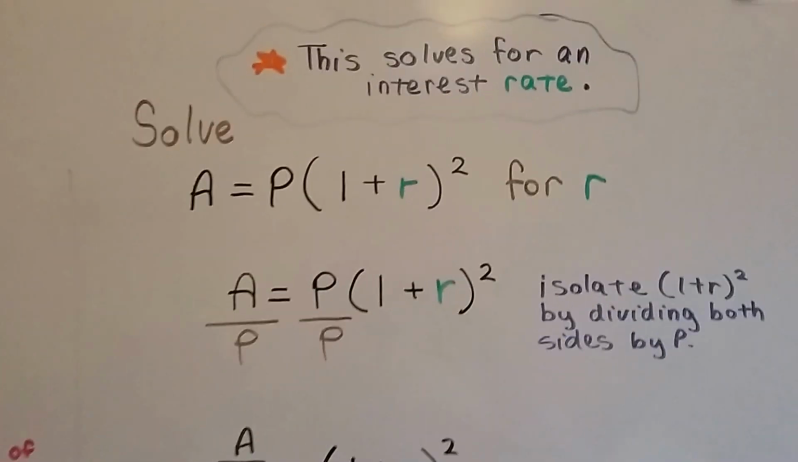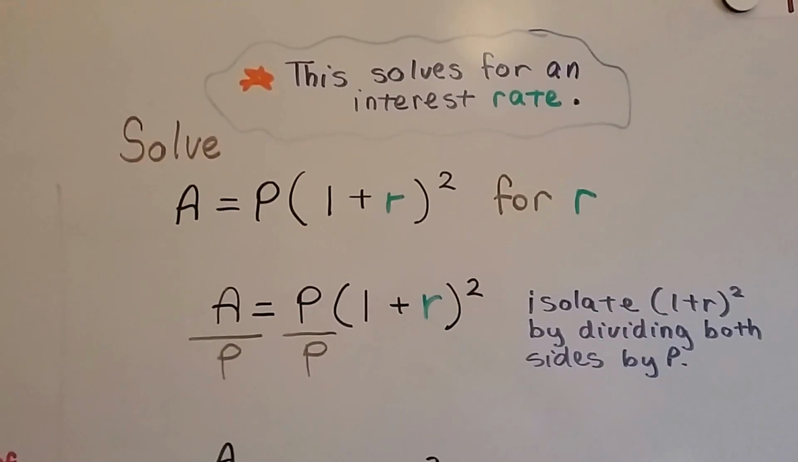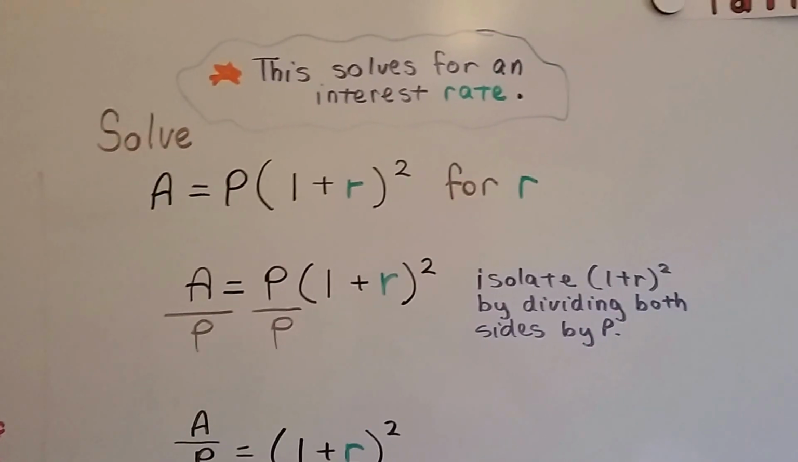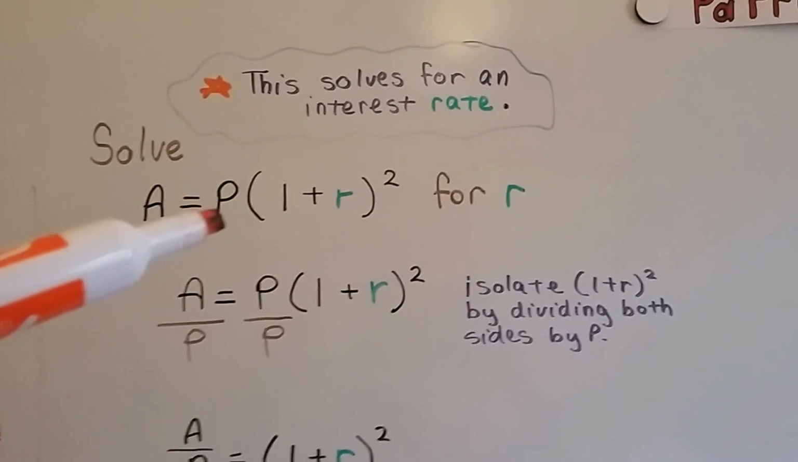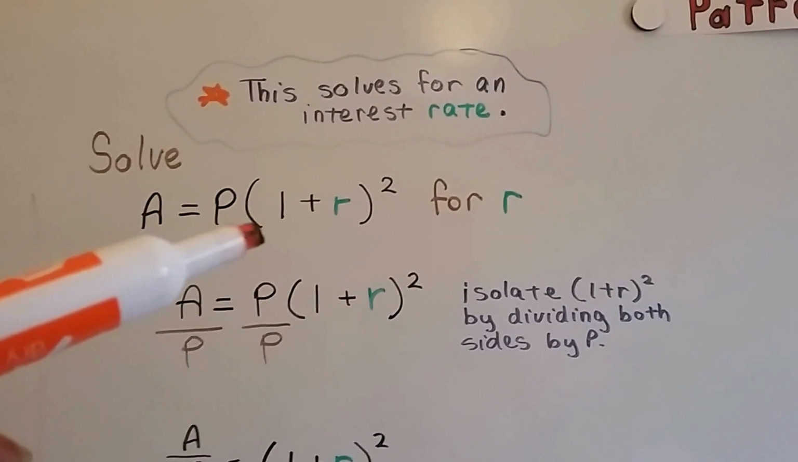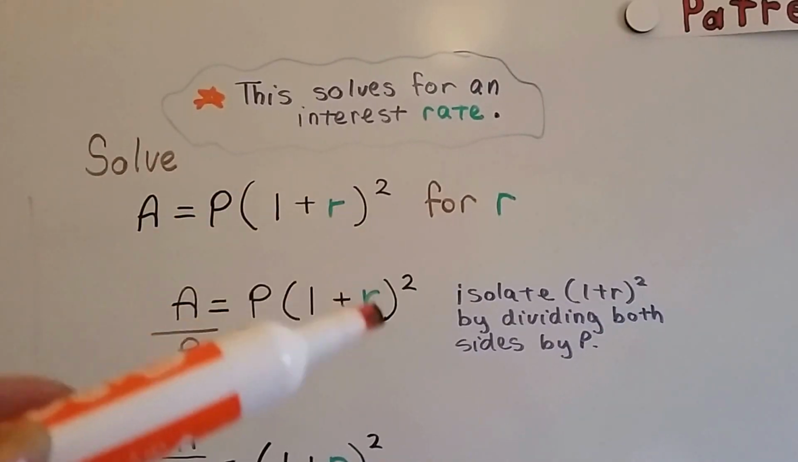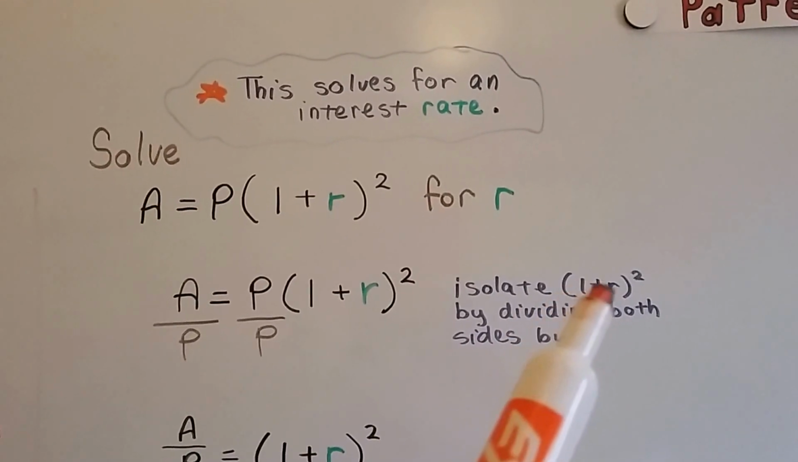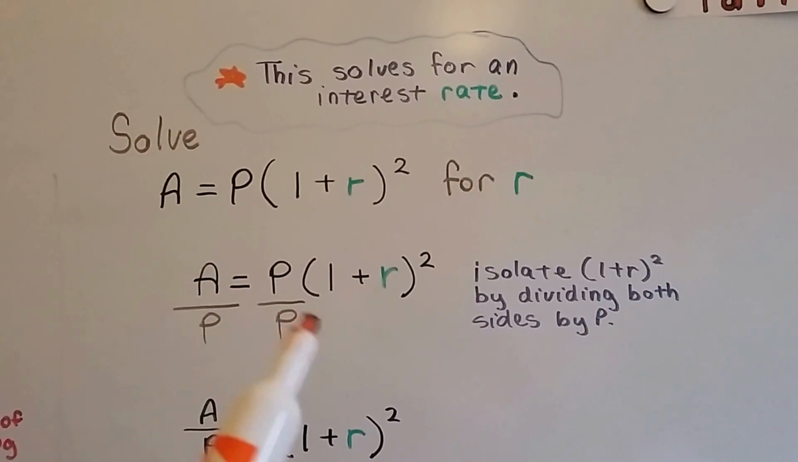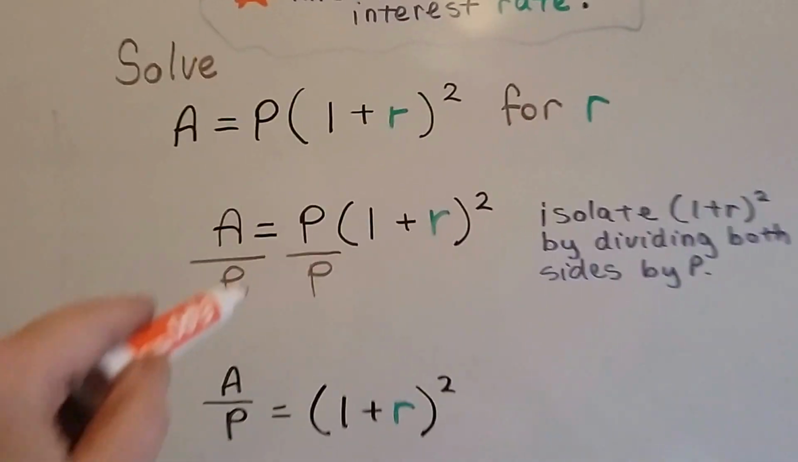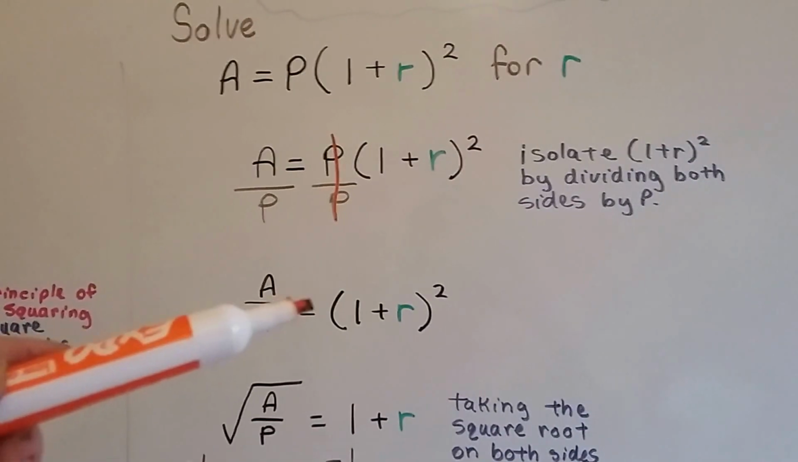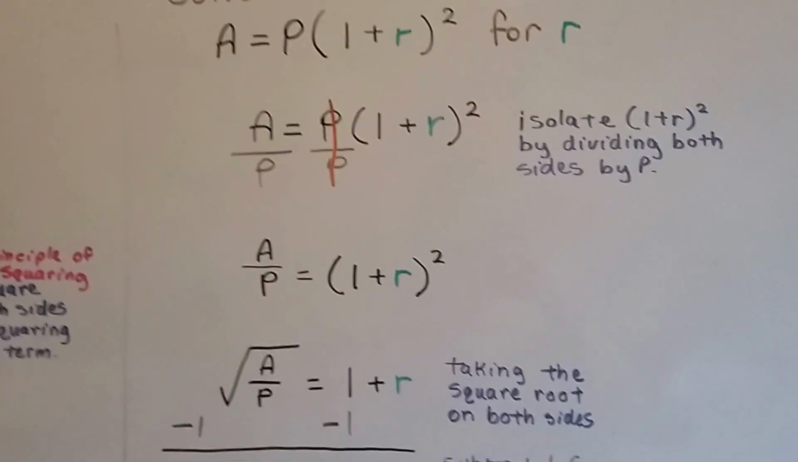All right, it's physics. So this solves for an interest rate. It actually solves for an interest rate after a couple years. So we've got A equals P, that's the principal, and it's multiplied by 1 plus R squared. We need to solve it for R. So we isolate this 1 plus R squared by dividing both sides by the P. That creates a 1 here, doesn't it? Now we have A divided by P equals 1 plus R squared.